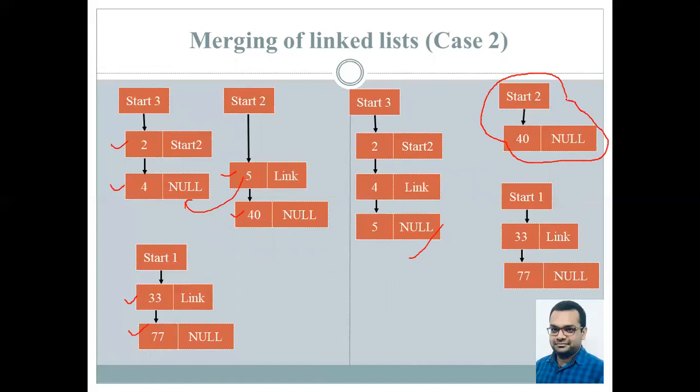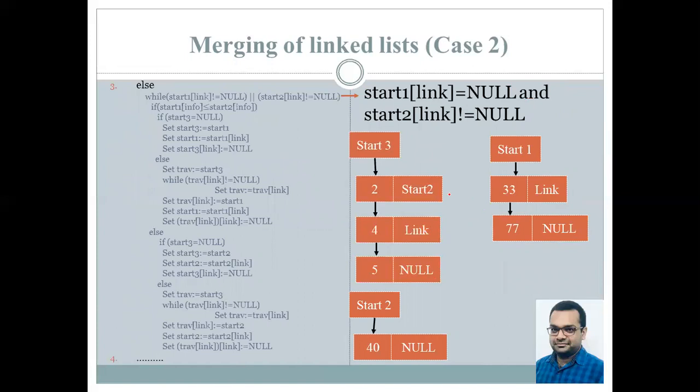So now the start2's link equals null condition will no longer hold in the while loop. However, there are still more steps. So now you can see this is our condition over here: start2's link not equal to null. This condition will be false. However, there is a logical OR operation between these two conditions, and start1's link is still not null over here. So therefore, this is going to be true, and our control is still going to be in the while part.